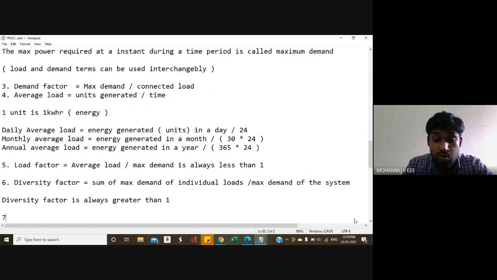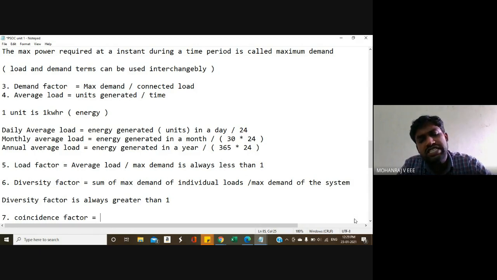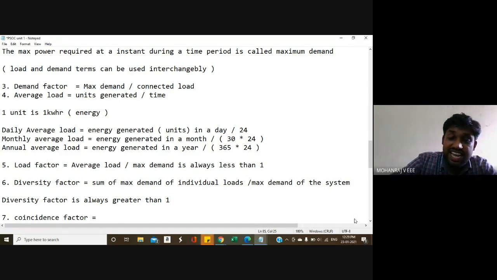Then we have one more term, known as coincidence factor. What is this coincidence factor equal to? Coincidence factor is the inverse of diversity factor. So the inverse of diversity factor is called the coincidence factor.